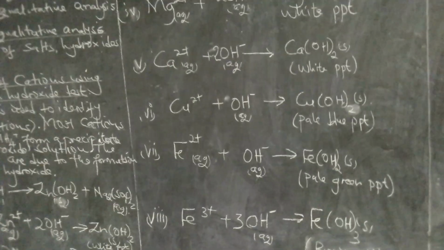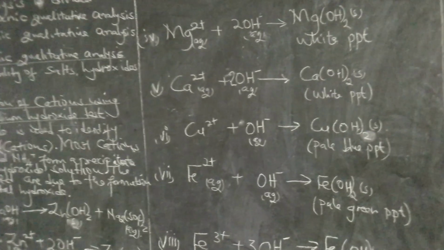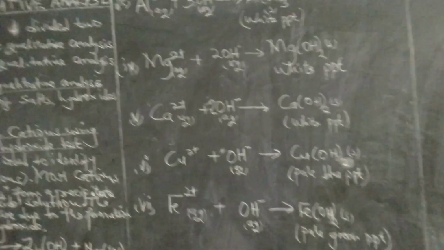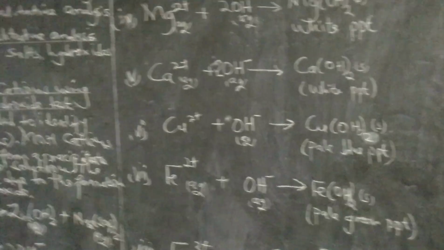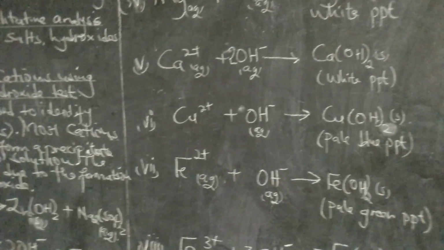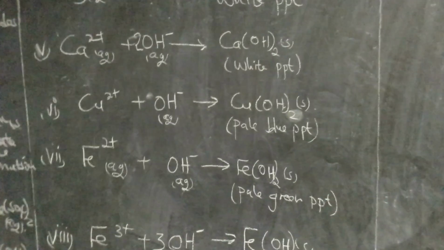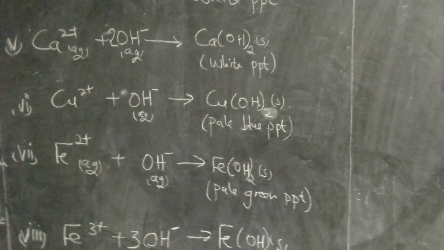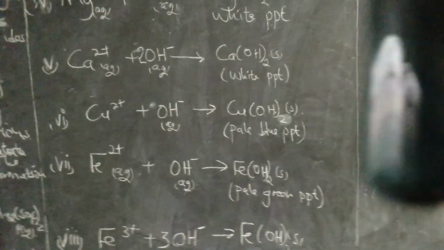Then iron 2, copper sulfate solution plus sodium hydroxide, we find that it's copper hydroxide, which is pale blue. Then iron 2, it is the one that few drops were introduced into the test tubes, and then we found it is iron hydroxide, which is pale green, as you can see here. This is the pale green for identification of iron 2.